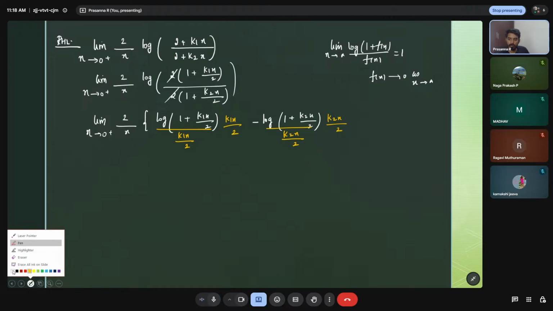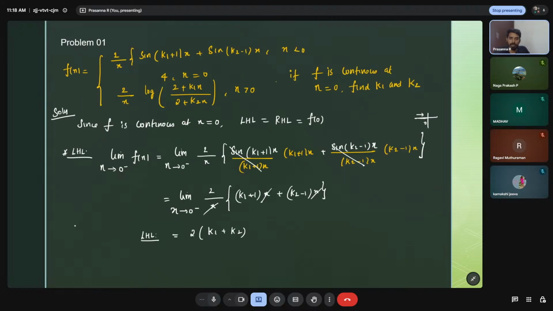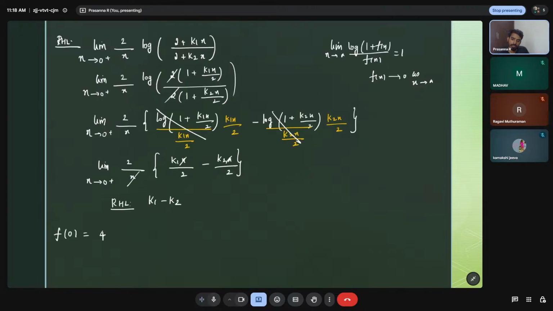K2 x by 2, this will be 1. So log of 1 plus f of x by f of x will be equal to 1. So this will be the limit as x tends to 0 plus of 2 by x times k1 x by 2 minus k2 x by 2. So x will get cancelled, 2 will get cancelled. So k1 minus k2 is your RHL. And what is the function value at 0? It is given, right? At x equal to 0, it takes 4. Function value at 0 is 4.